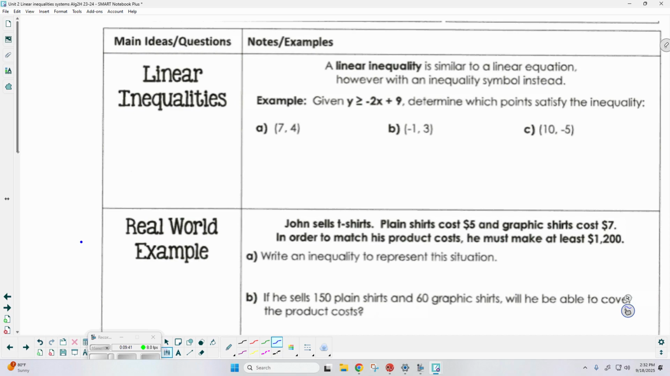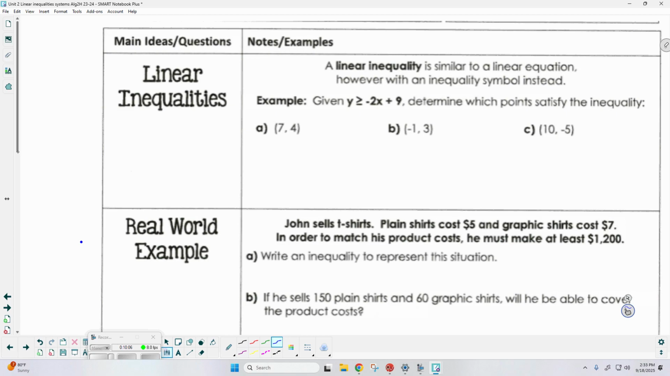Because I kind of want to go ahead and get a jump on this, not too far, but at the very least so we can have an idea going into Monday how we do this with a system. So a linear inequality is similar to a linear equation, however, with an inequality symbol instead. So let's say we're given y is greater than or equal to negative 2x plus 9. Determine which points satisfy the inequality.